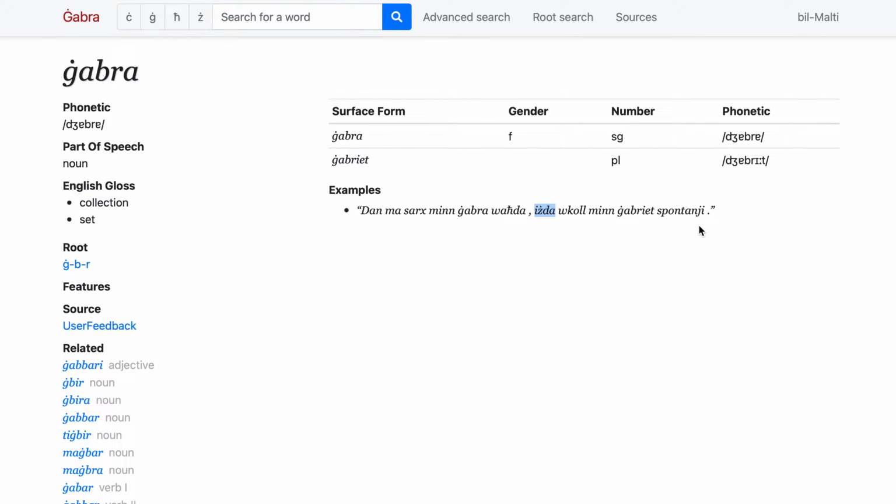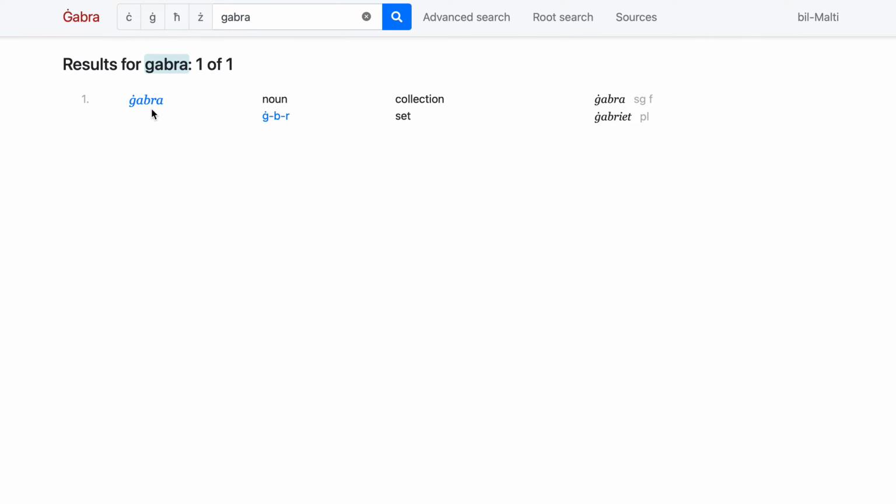You may think, oh, okay, well, good. What if I made a mistake? What if I wrote Ġabra without the little dots? Well, let's try it out. Gabra. There you go. And then again, you arrive at Ġabra, the right Ġabra, because obviously there is no Gabra in Maltese. There is no word that exists like that.